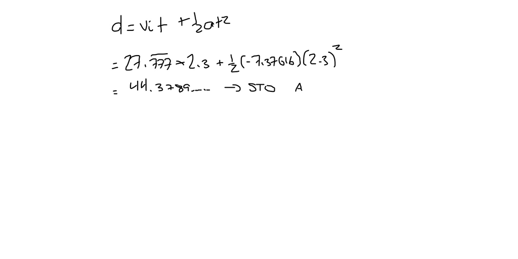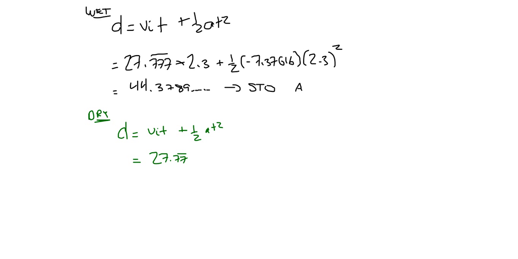Because that was, I believe, the wet stopping distance. Now we have to do the dry stopping distance. I might have them backwards, but it really won't make a difference because you use the same formula: d equals v_i t plus 1/2 a t squared, and you're still plugging in all these values.